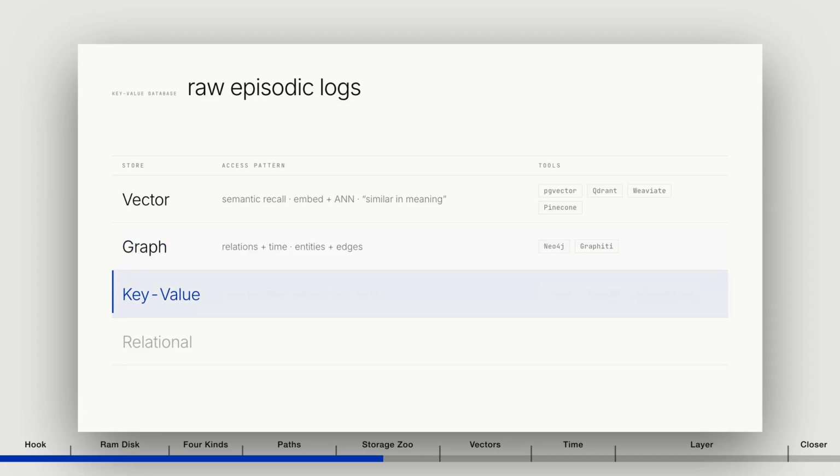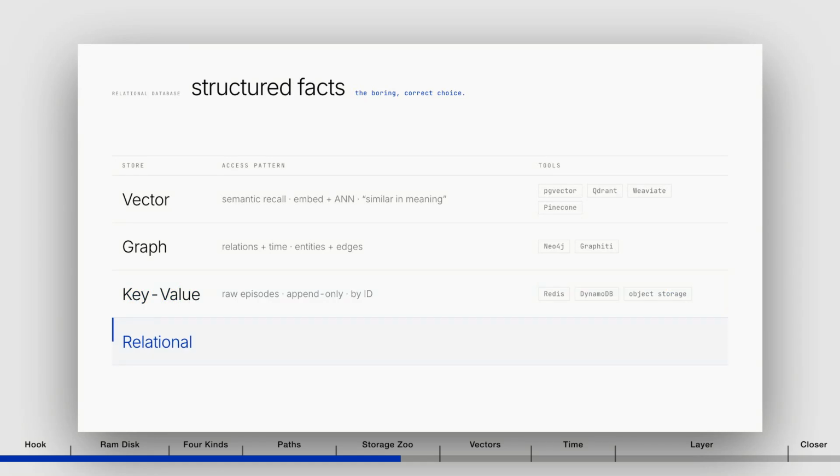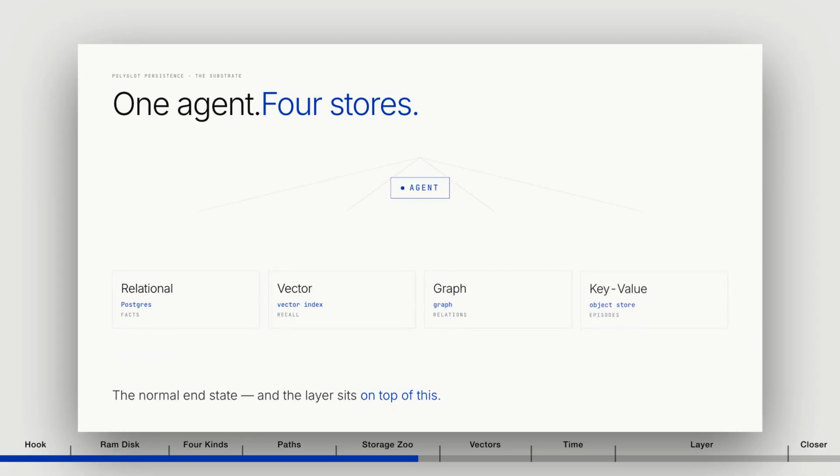Key value store. Raw episodic logs. Full transcripts. Cheap, append only, retrieved by ID. Redis. DynamoDB. Plain object storage. Relational database. Structured facts with constraints. Preferences, entitlements, settings. The boring, correct choice for anything with a schema. Postgres. This is polyglot persistence, the substrate. Where the bytes actually live. Postgres for facts. A vector index for recall. A graph for relations. The normal end state, not over-engineering.